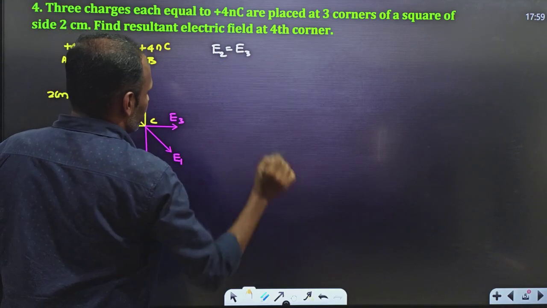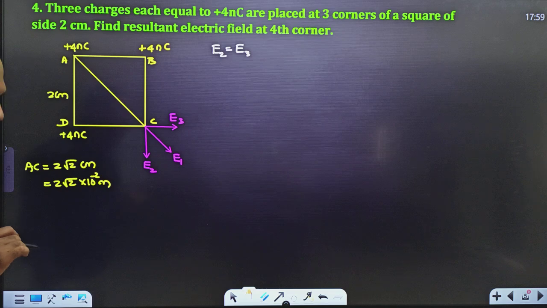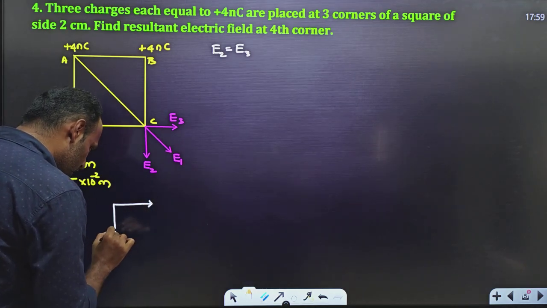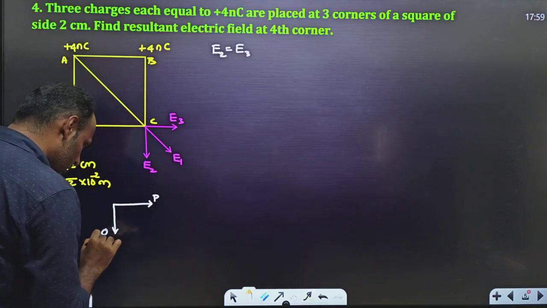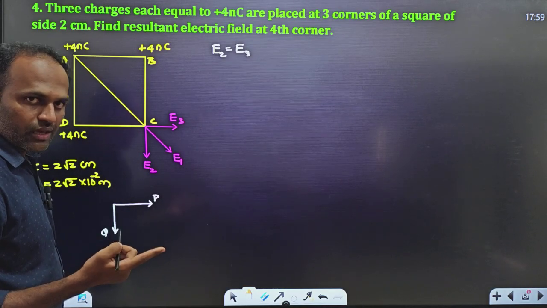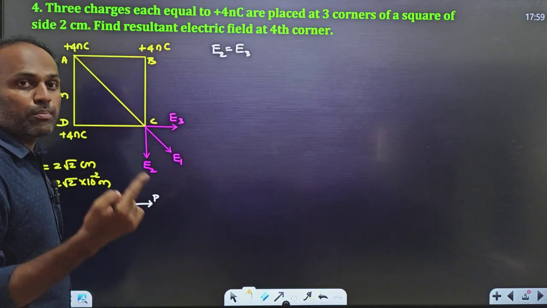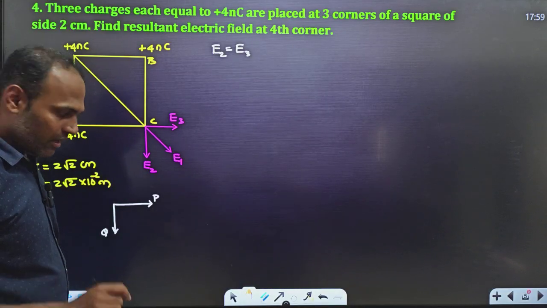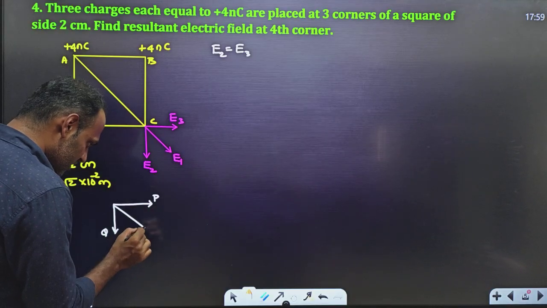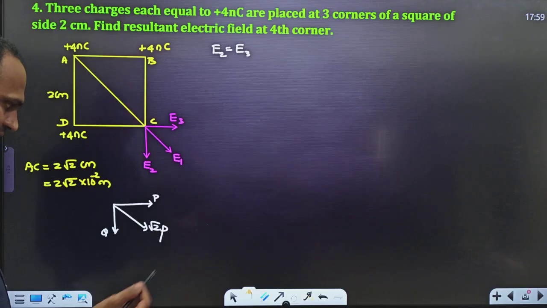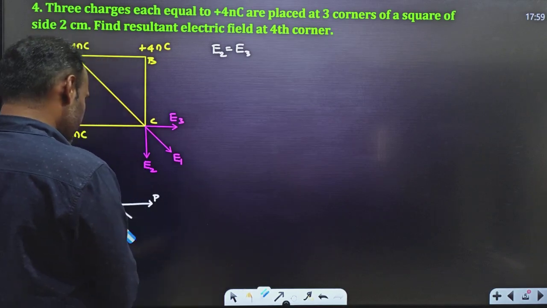I have told you, if two vectors are perpendicular, then the resultant will be equal to root of p square plus q square. If those two vectors are equal and perpendicular, the resultant will be root 2 p. Right? So that is what we are going to get as the resultant. Let us calculate that.